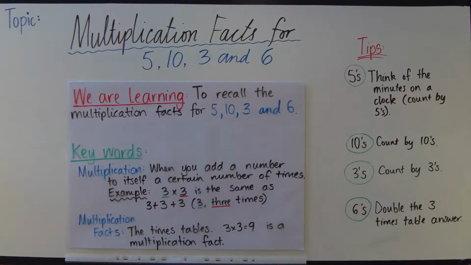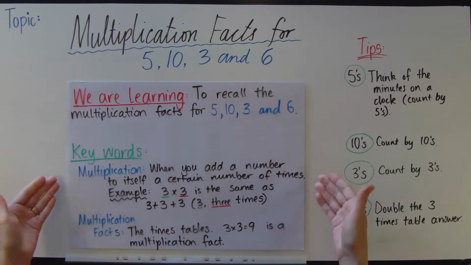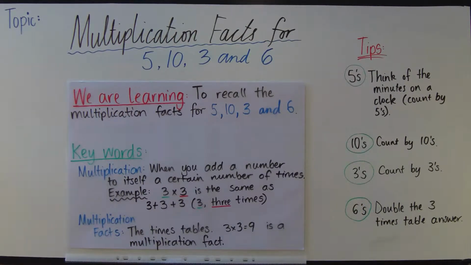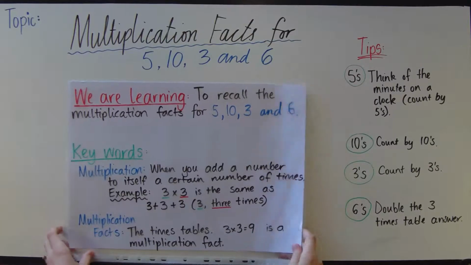Today our topic is multiplication facts, and we are learning to recall the multiplication facts for 5, 10, 3 and 6. Now some key words about multiplication. Multiplication is when you add a number to itself a certain number of times. An example is 3 times 3, which is the same as 3 plus 3 plus 3. So it's just 3 times, and therefore 3 times 3 equals 9, and that is a multiplication fact. They're the times tables, just to remind you.